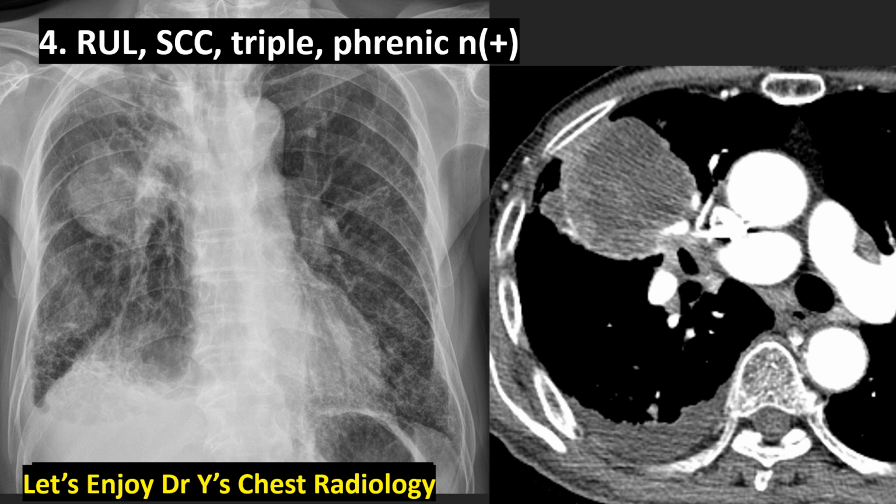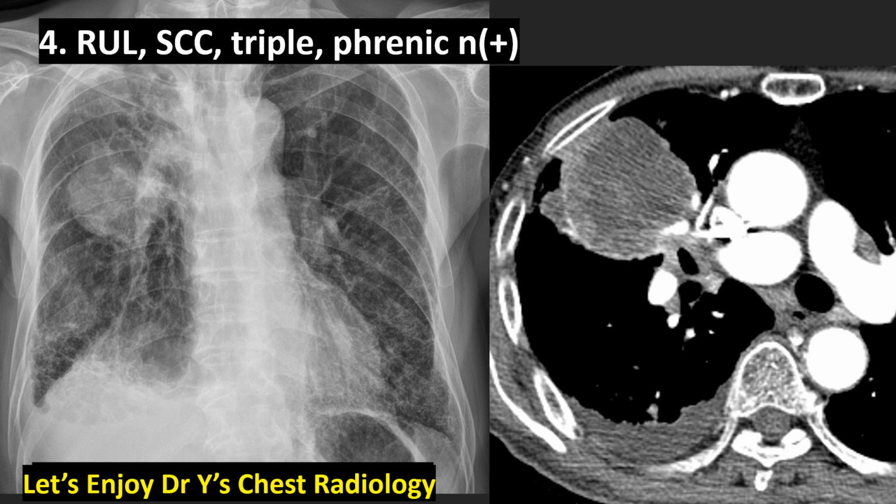Fourth, lifelong heavy smoker, old man. We see triple findings due to smoking, lifelong smoking. First, lung cancer in right upper lobe, and second, severe emphysema all through the lung, especially upper lobes. Third, interstitial lung disease, honeycomb lung, and also with additional phrenic nerve invasion and pleural effusion.